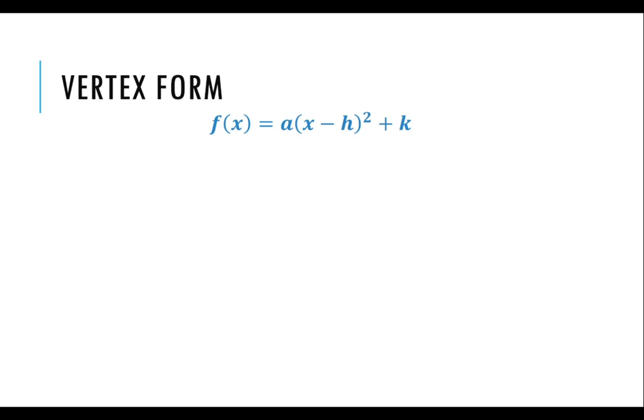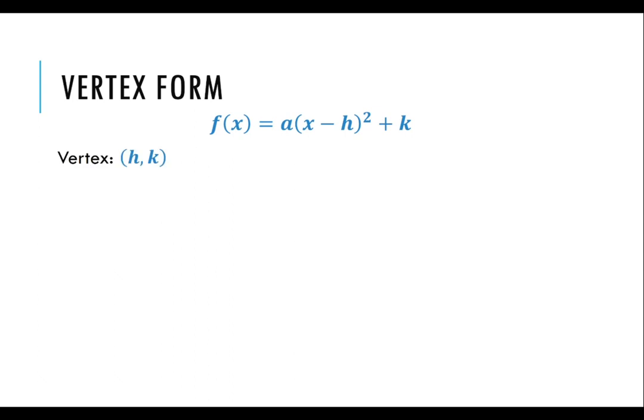Specifically, we're going to look at two forms of quadratic equations. That is, vertex form and standard form. So here I have what's called vertex form. Notice that this is kind of useful because this actually is indicative of those transformations that we've talked about. That is, a is a vertical stretch or compression, h is a left or right shift, and k is an up or down shift.